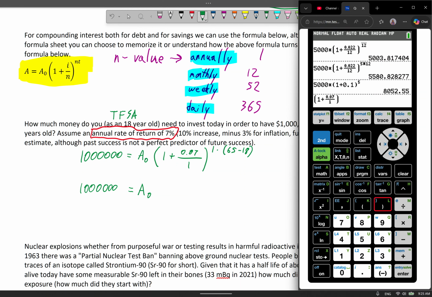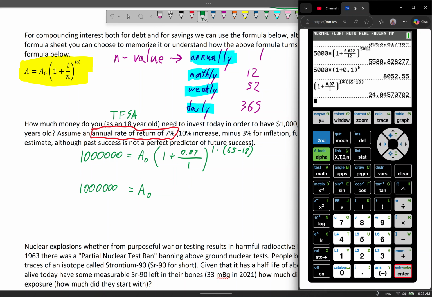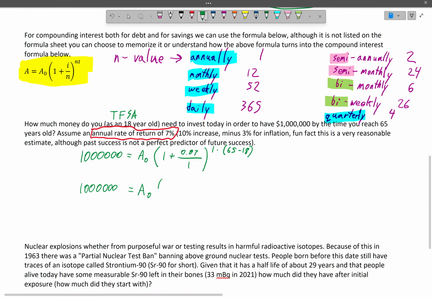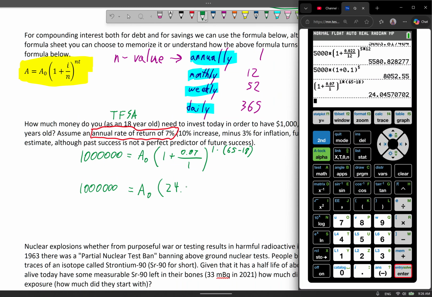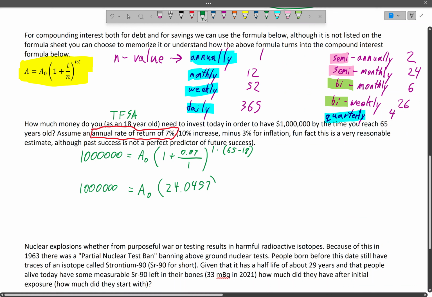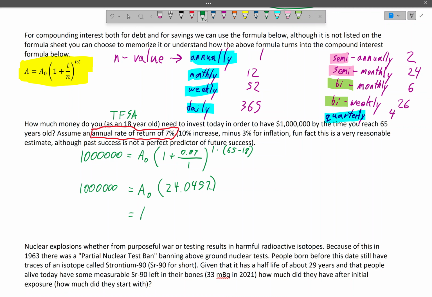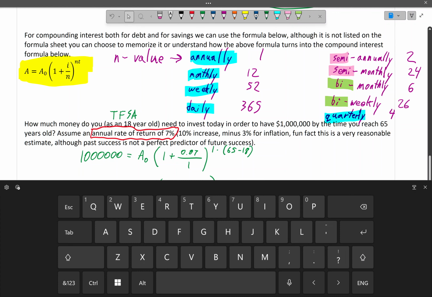I mean, putting a 1 on the bottom of a fraction is certainly not important. Doing a 1 times a number is certainly not important, but I'm going to plug it in exactly as listed. Okay, now this might seem like a crazy number because it is. It's not the amount you're going to be putting in. This is just a multiplier. Dot, dot, dot. Okay, and then we're going to divide $1 million by that amount in order to get our A naught.